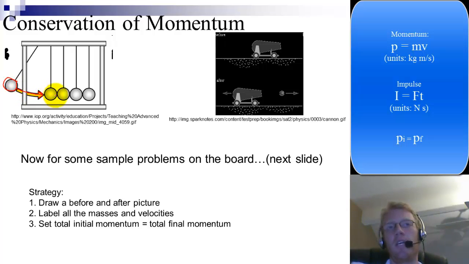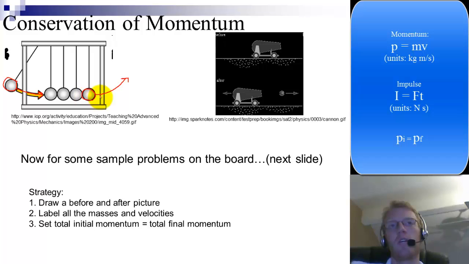Then this one immediately hits this one, and this one hits this one, and this one hits this one. So all the original momentum this ball had has been transferred through collisions over to the last one, and now there's nothing for it to collide with, so it's going to fly off this way. Now why does it slow down? It's because it's going against gravity.